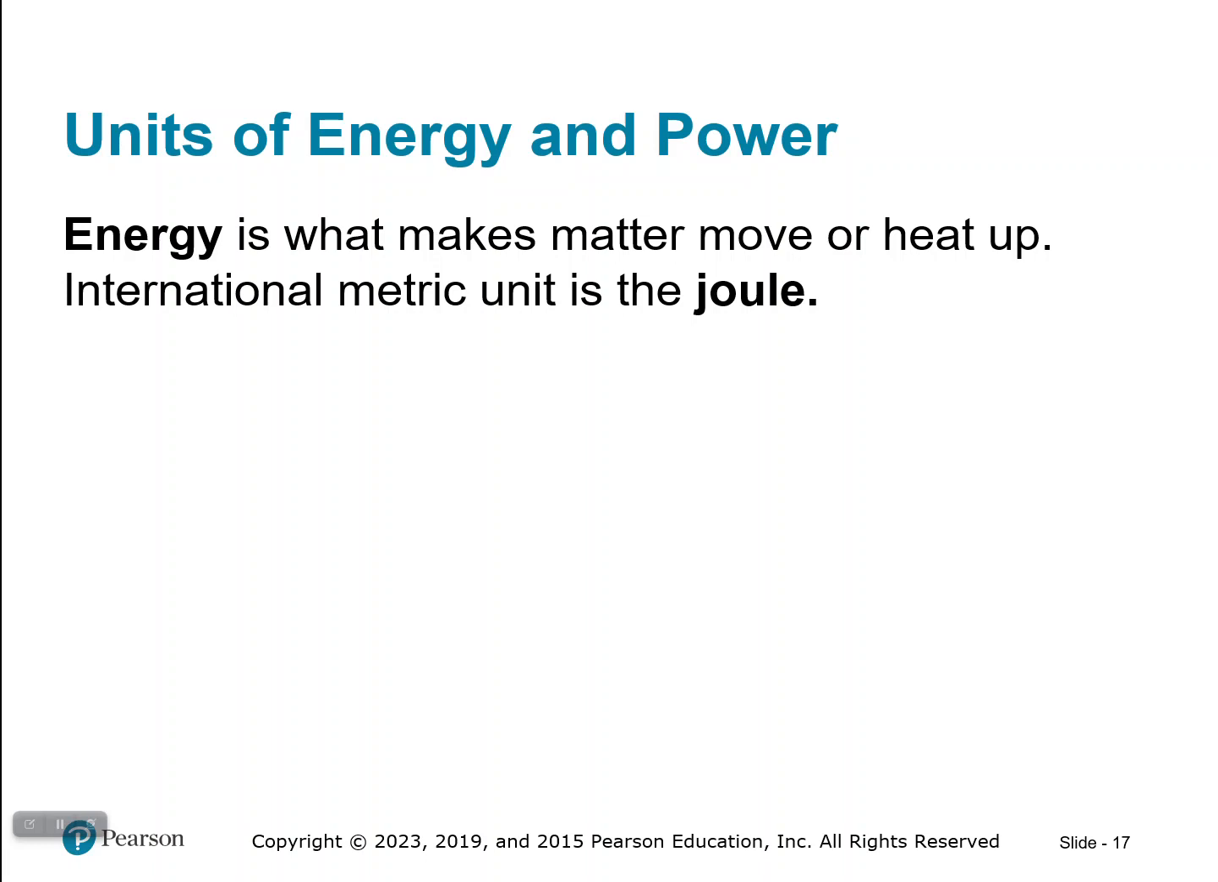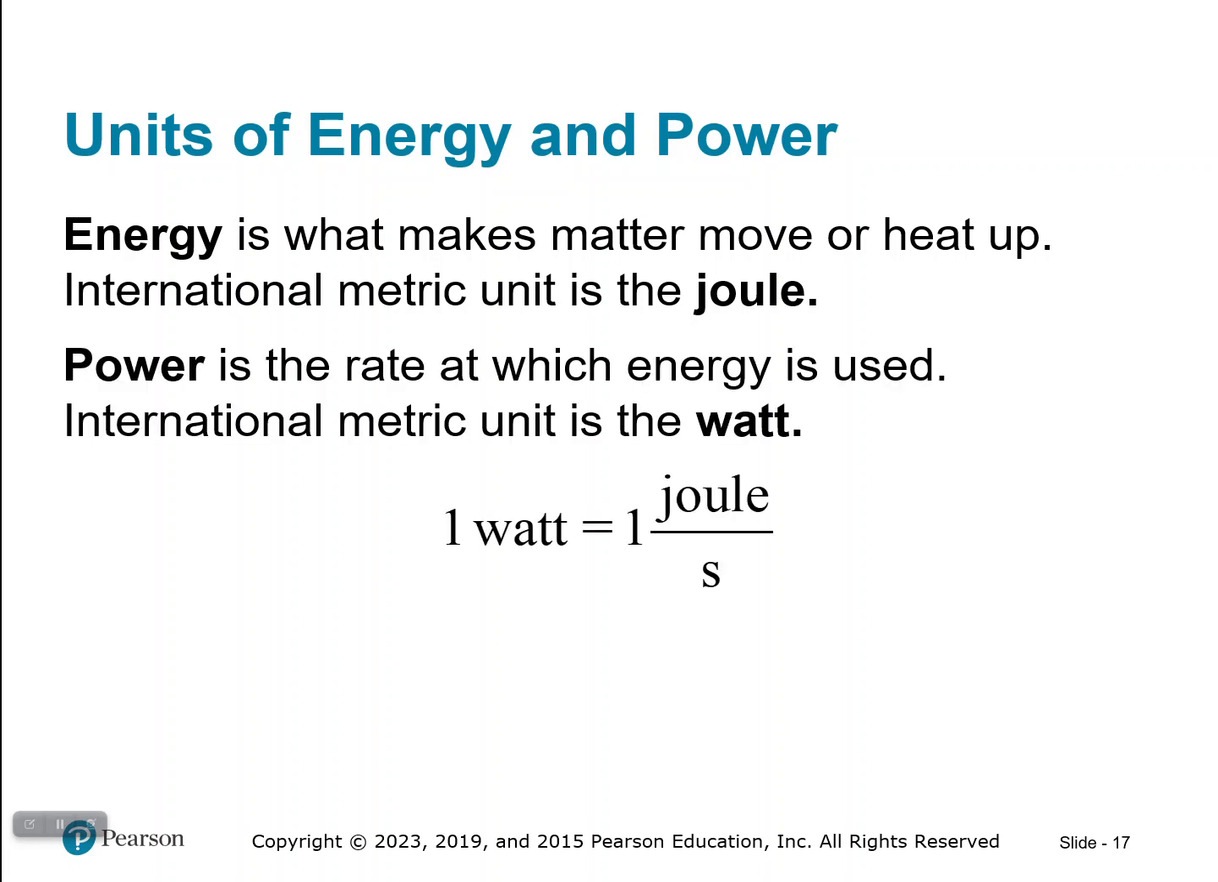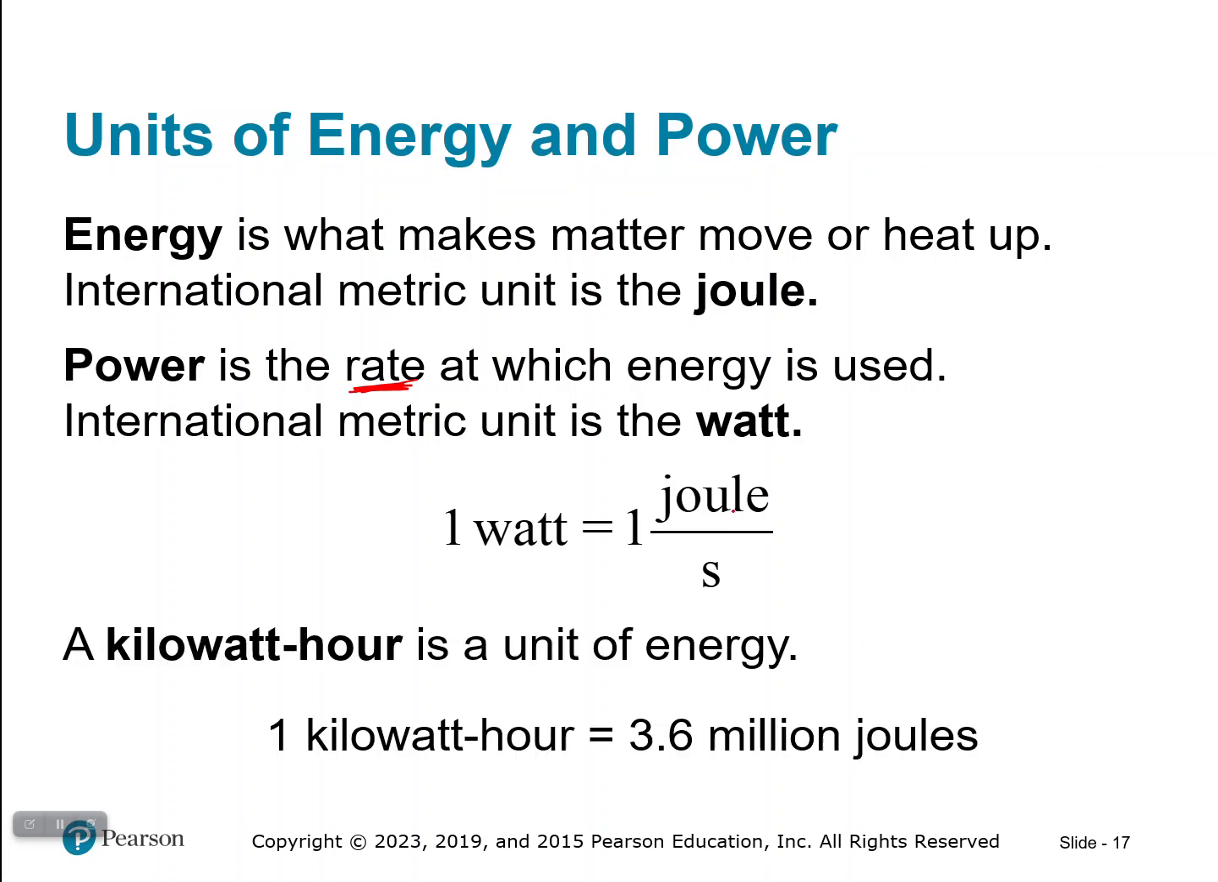Energy is what makes matter move or heat up. The international metric unit is the joule. Energy is different than power. Power is a rate, right? And anything that is a rate is a fraction at which energy is used. The international metric unit is the watt. So 1 watt is equal to 1 joule per second.